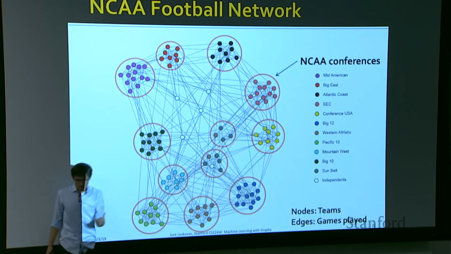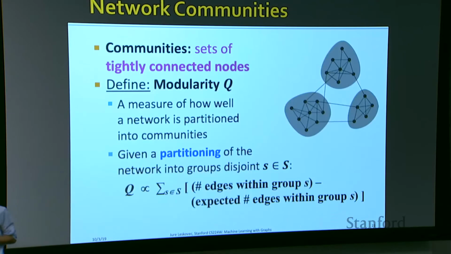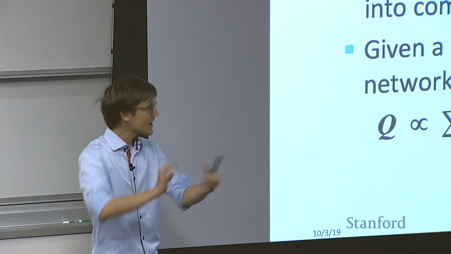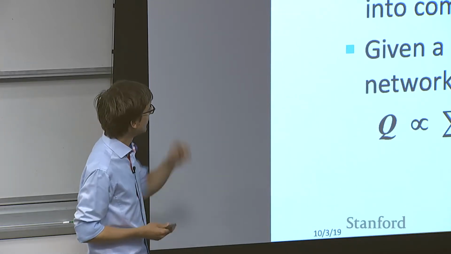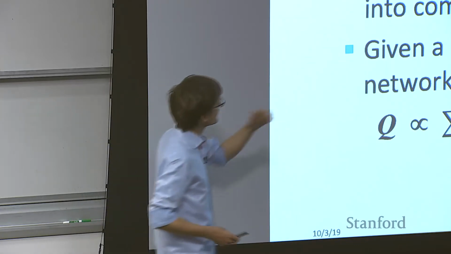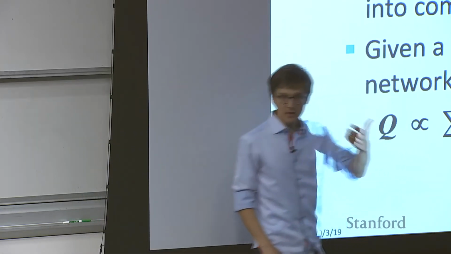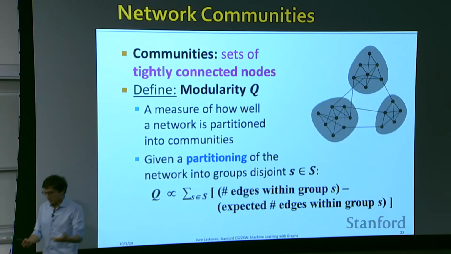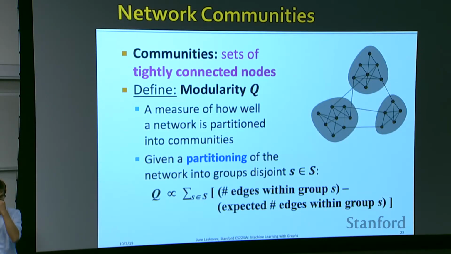On the output, we'd like to identify these clusters. So now let's start defining how we do that. What we want to do is identify this set of tightly connected nodes, and we will define this notion of modularity, this metric Q, that will be a measure of how well a network is partitioned into communities.